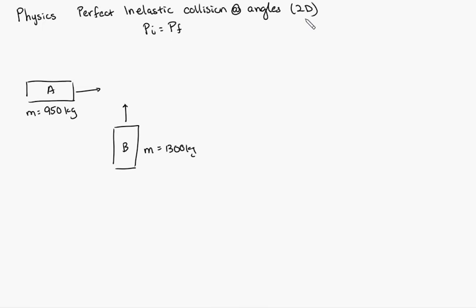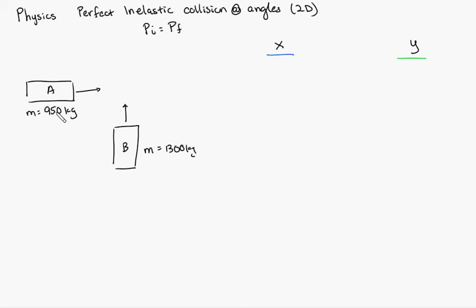Now, since it's in 2D, we're going to break it up into its x component and into its y component. So we want to make sure that both initial momentum and final momentum, we break it up into its x and y. We're going to first start off easy, meaning that the cars are going to be either all x or all y. And then we'll build up into a harder problem when you do actually have cars hitting at an angle other than just 90 degrees.